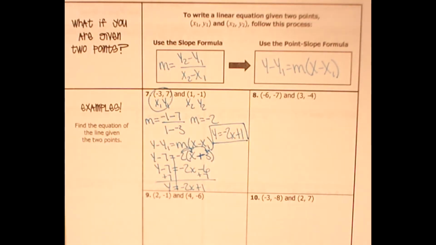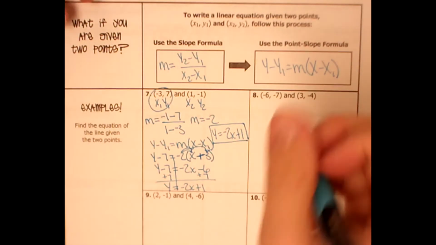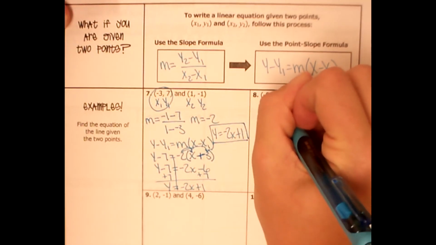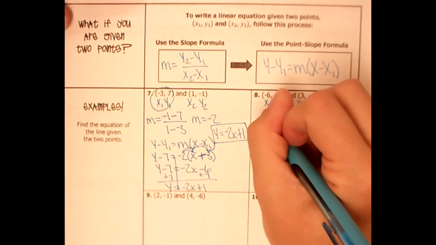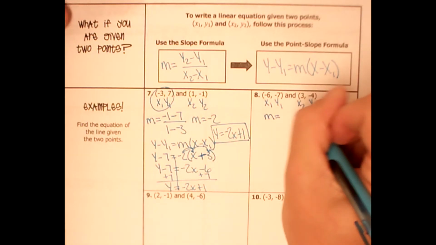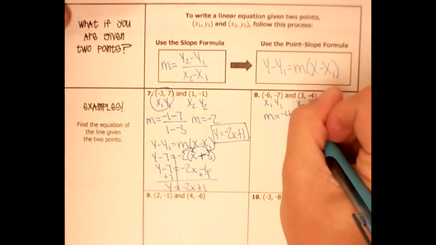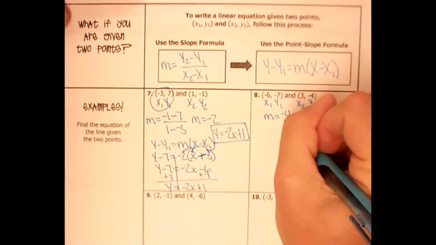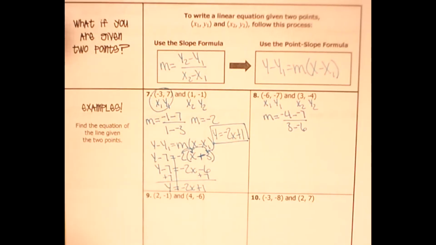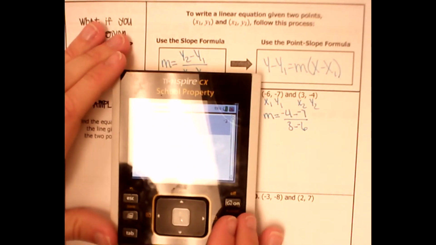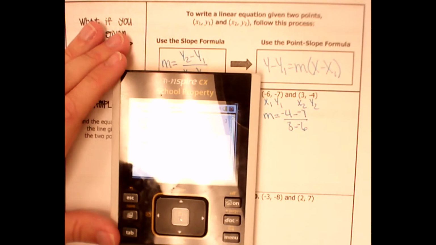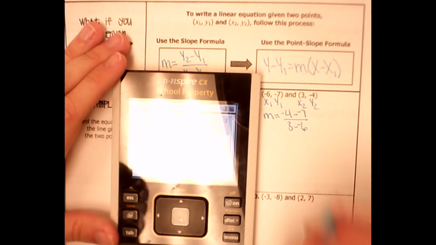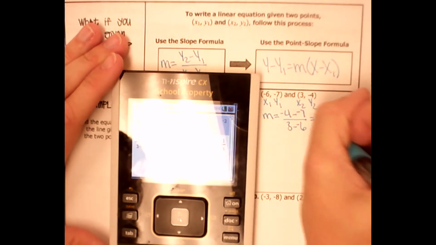So if we look at number 8, one more example, x1, y1, x2, y2. First you have to solve for the slope. So it's y2 minus y1 over x2 minus x1. Then you can type that into the calculator to solve. Negative 4 minus negative 7, just like it's written, over 3 minus negative 6. My slope simplified is 1/3.